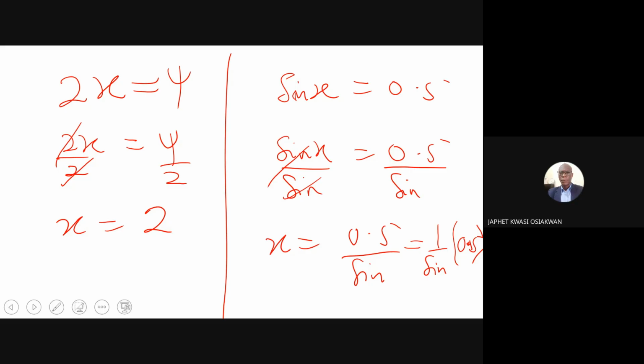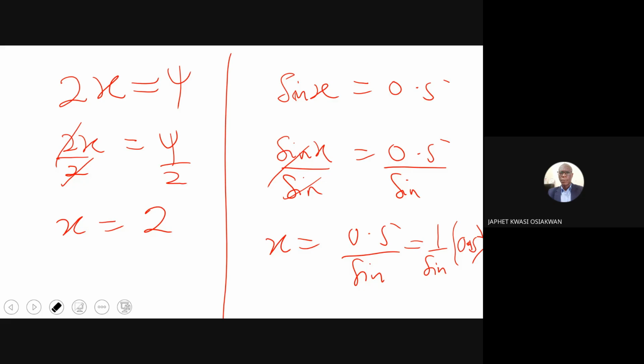So what did the teacher do wrong before? The teacher should have explained further to the child that what he has done here, 2s equals 4, is the same as multiplying both sides by the inverse of the 2. And what the child has done there is telling you 1 over the sine is the inverse.